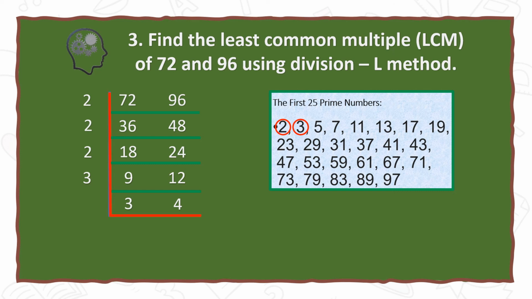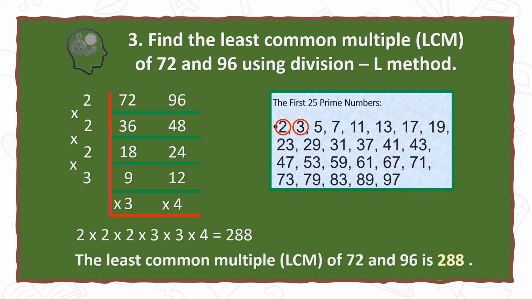So, let's multiply the numbers using 2. 2 times 2 times 2 times 3 times 3 times 4. Notice that the numbers are at the side of the L and the numbers at the bottom part, 3 and 4. If you are going to multiply all of them, the answer is 288. And we can say that the least common multiple, or LCM, of 72 and 96 is 288.